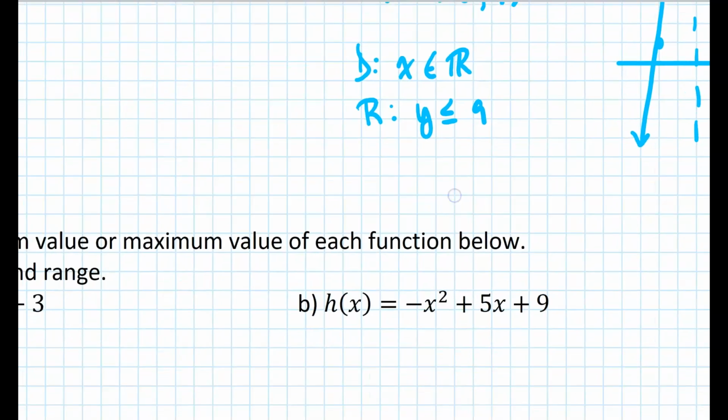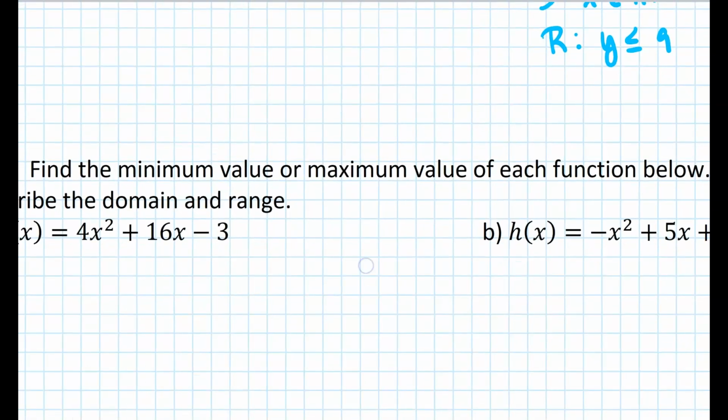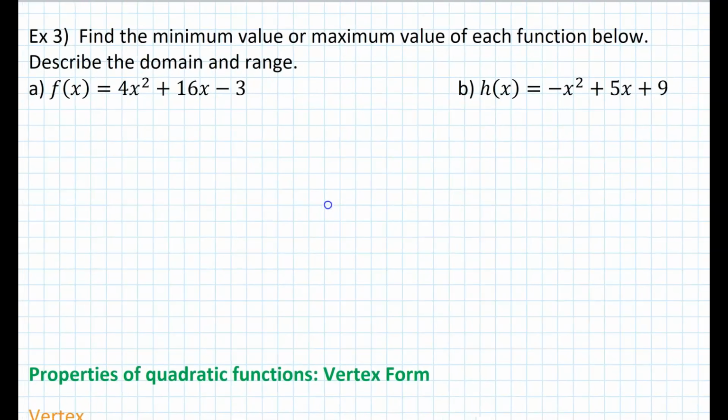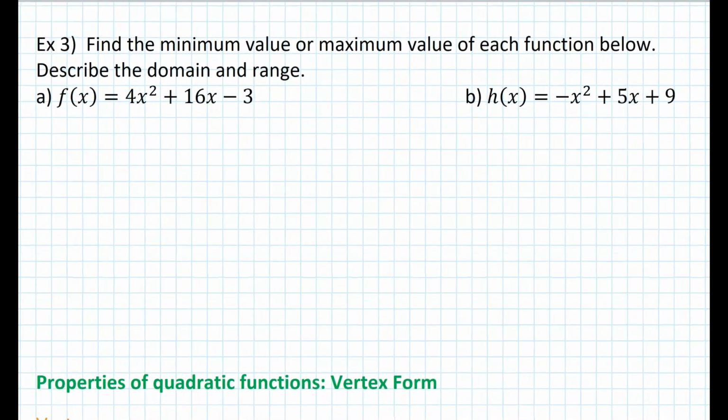The next one's a little bit different because now it's asking us to find the minimum value or maximum value of each function below. So whenever you're asked to find that, specifically the value, it's about the output, not the input. So that means we're interested in the y value of what? Where did we say maxes and mins occur? Of the vertex. So the y value of the vertex.